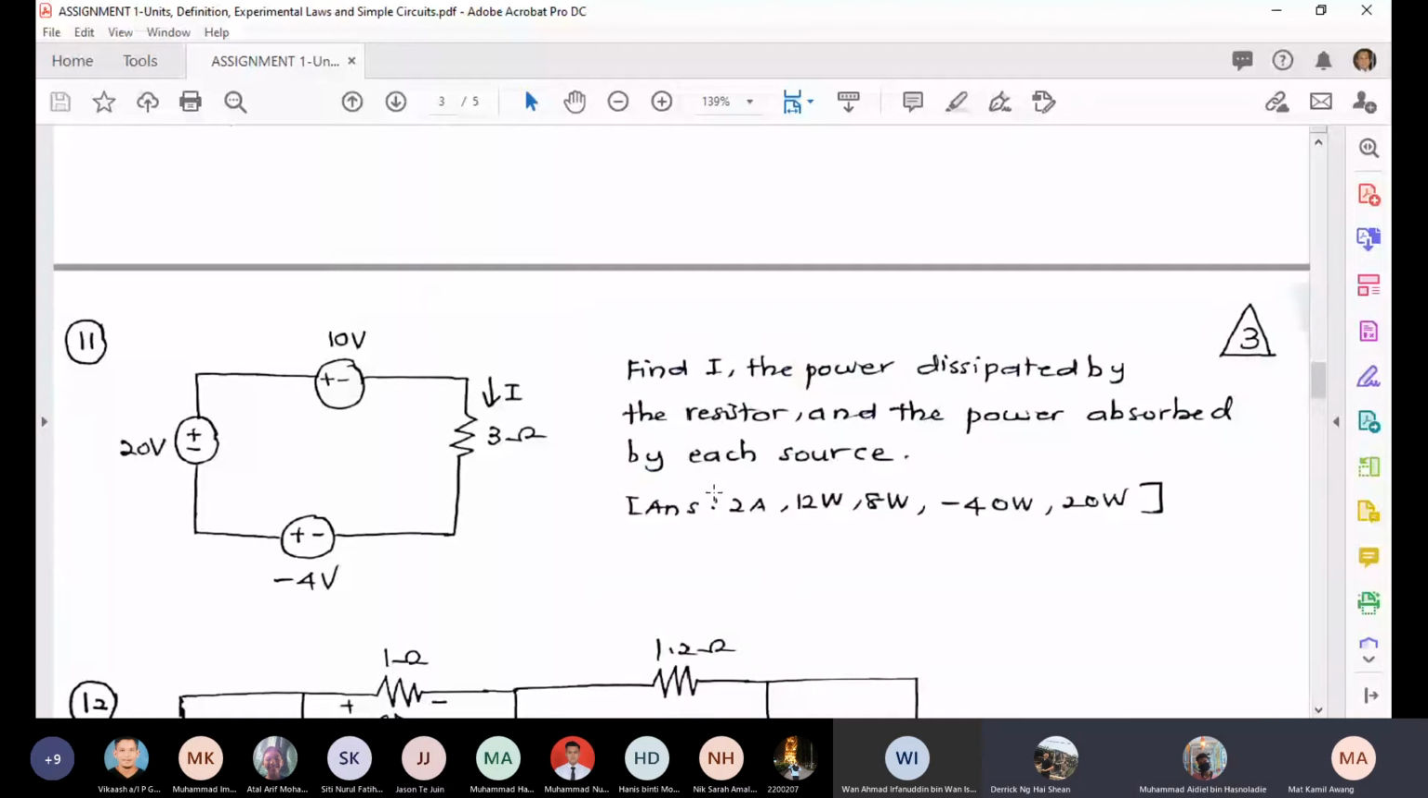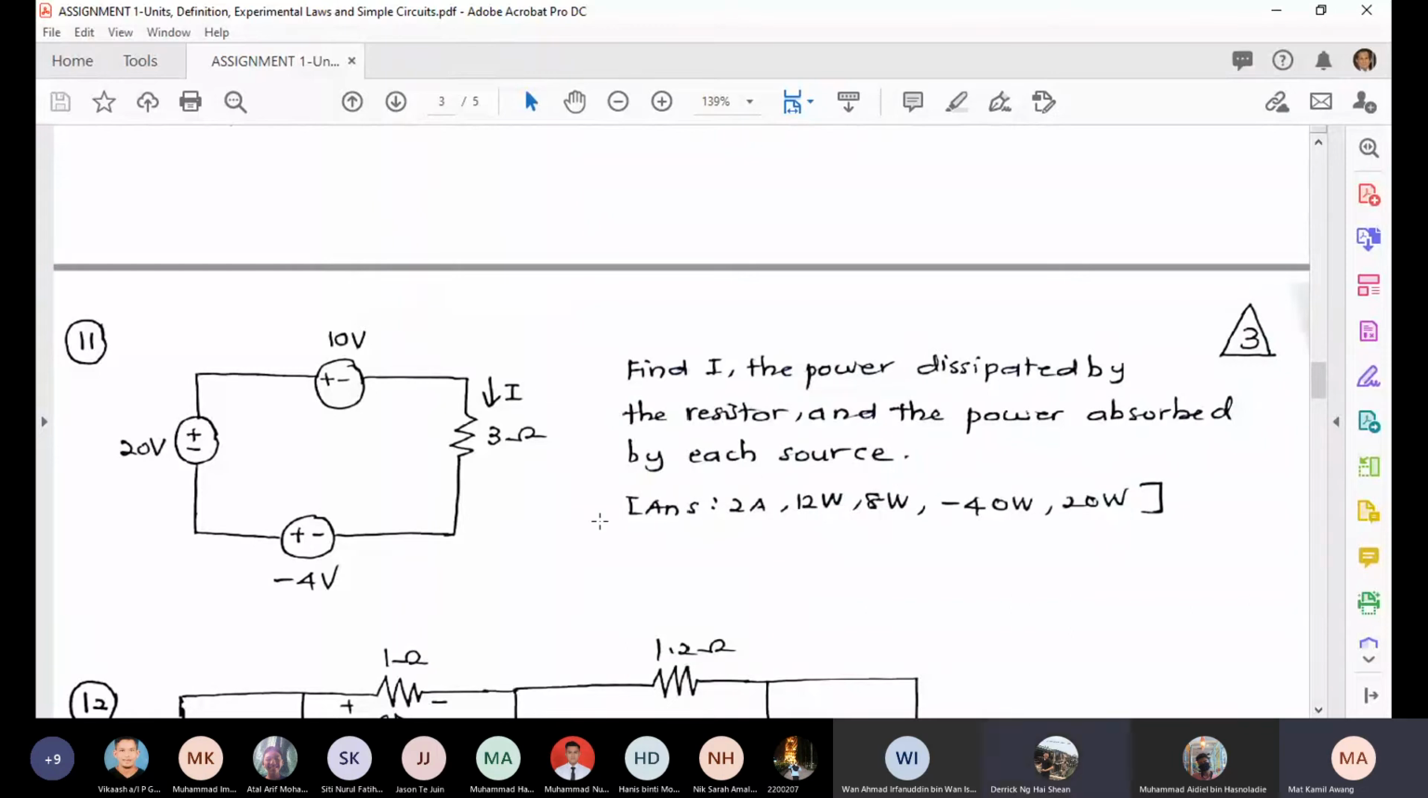2 amps. Because this one and this one, you look at this. The plus sign is connected to the minus sign, so you can add these two. And this one is plus sign connected to the plus sign, so this one minus that one. So then you have a plus sign here, minus sign here, because the current is flowing this way. So it's 2 amps.